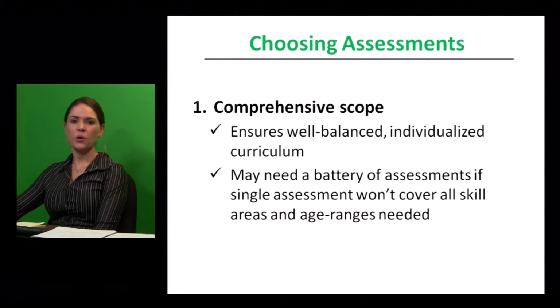Now, the truth of the matter is there's not a lot of assessments that actually are comprehensive in scope, so it's quite likely that anyone doing assessment who wants to be comprehensive in their scope is going to maybe need to do a battery of assessments if there's no single assessment that can cover all the skill areas or age ranges that are needed. So you've got to look at the individual's age as well and pull together either a battery, or if you can find one assessment that can cover everything given that child's age.